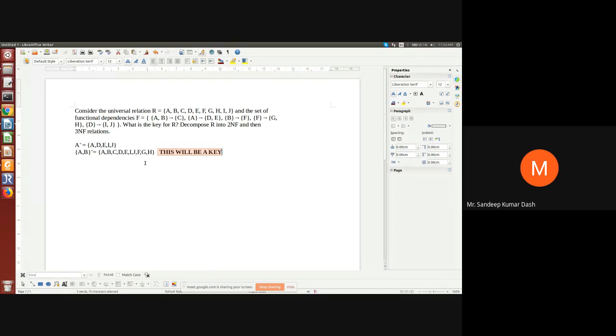Any doubt in this case? How you are finding a key? No, sir. Fine. So this is one of the keys that are possible in the relation. You have to find all the possible keys. Like combining, suppose I combine A B.